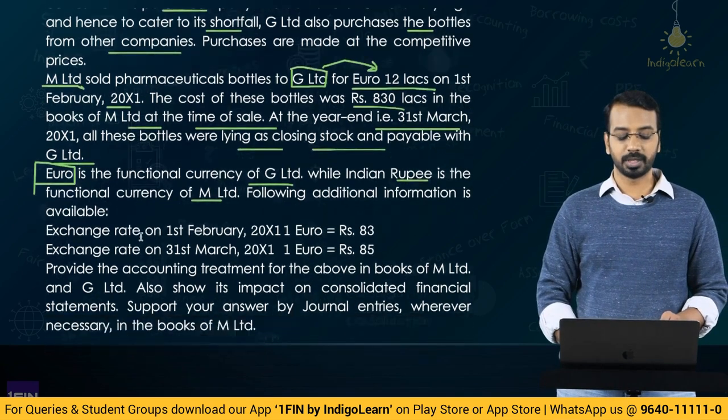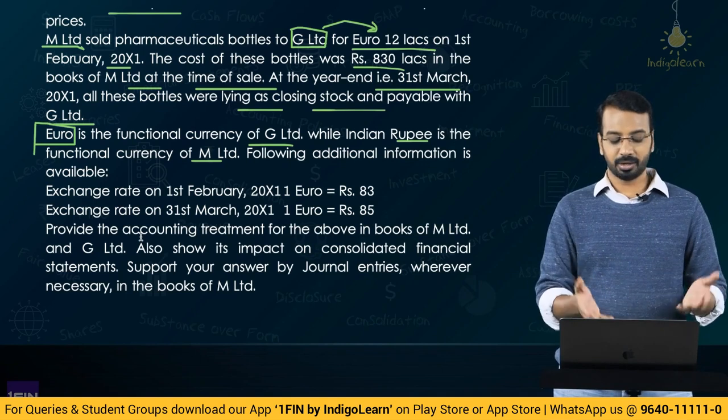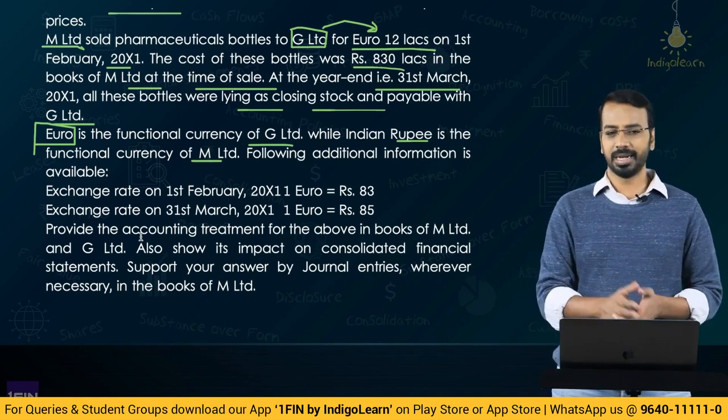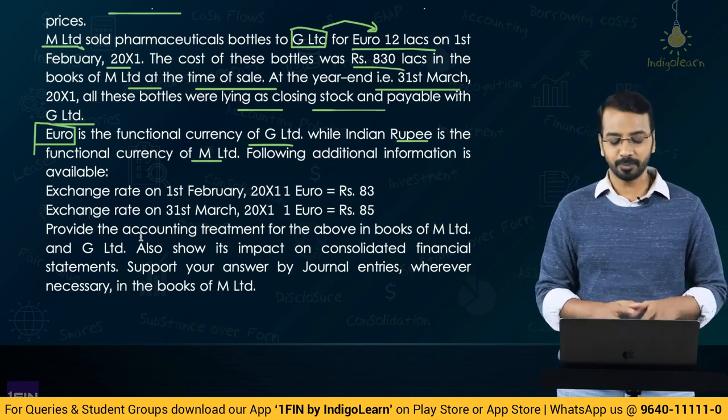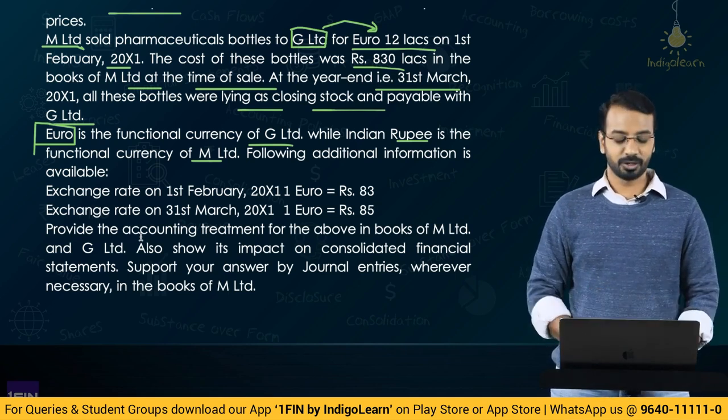So M is the holding company. So in the books of M Limited, journal entries, and we can also give in the subsidiary company. Nothing great. We have already done a similar example earlier. So using the same concepts, we can solve this question. So let's get into that.